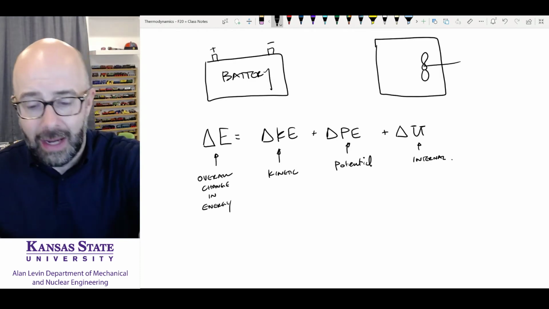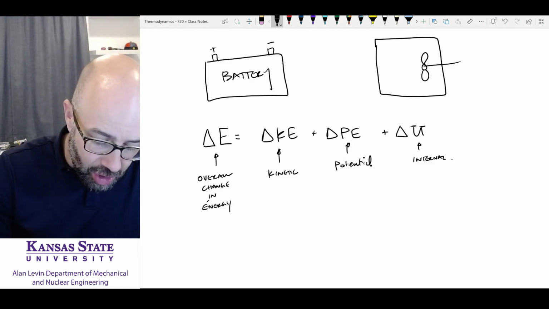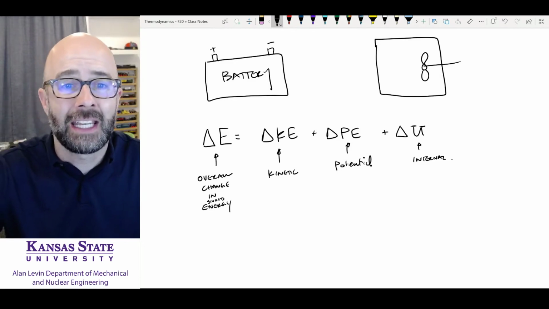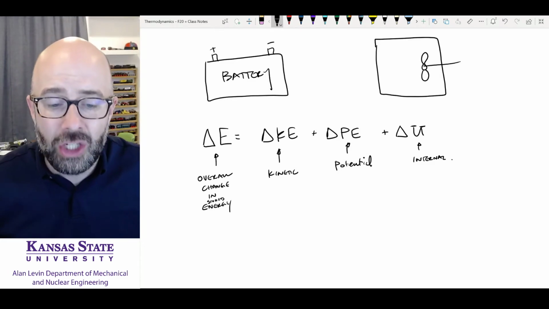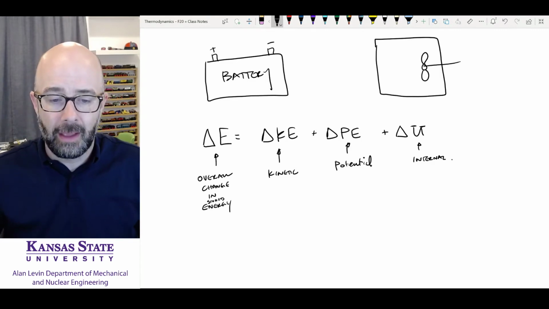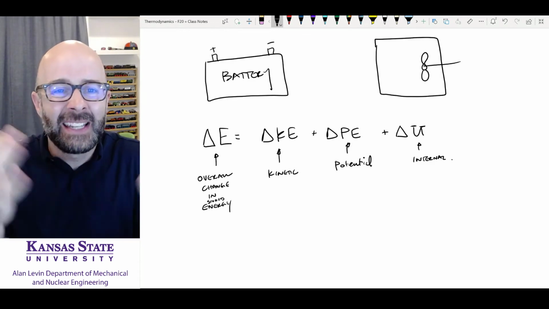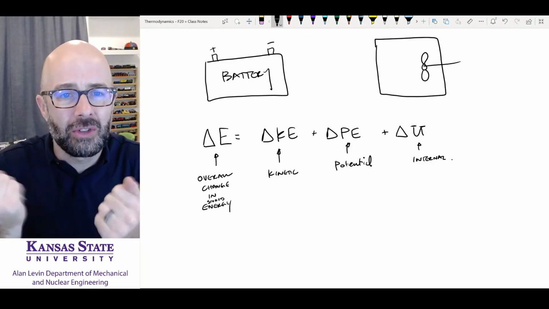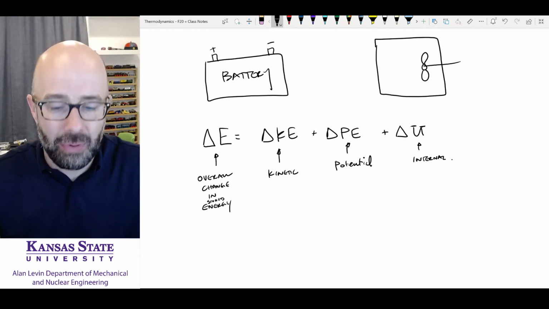You also might know that it says overall change in energy. I should put overall change in stored energy. That should be the word stored energy, because we store energy in kinetic energy, we store energy in potential energy, and now we're going to store it in internal energy. It's stored inside the material, increasing the temperature of the water, the excitation of those vibrations of those molecules. That's what we're talking about.